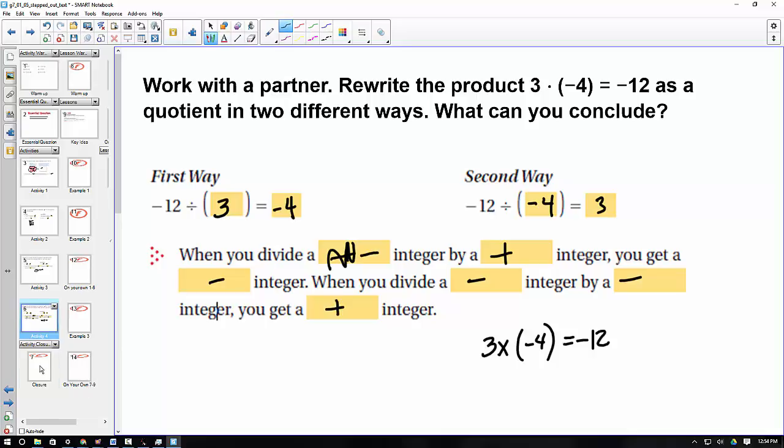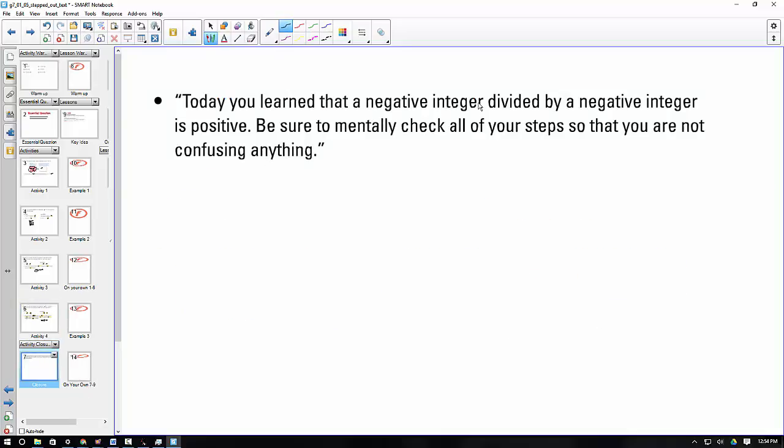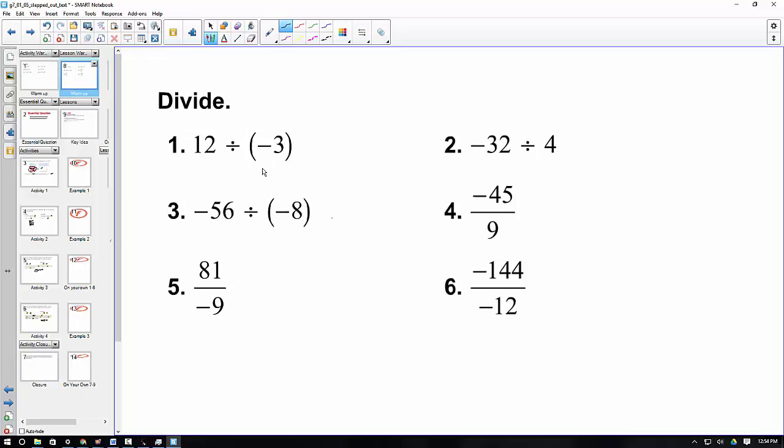So we learned that negative divided by negative is a positive. So think about this for a while. Really try to absorb what's being said here. So let's try out a few more to make sure you really get this.